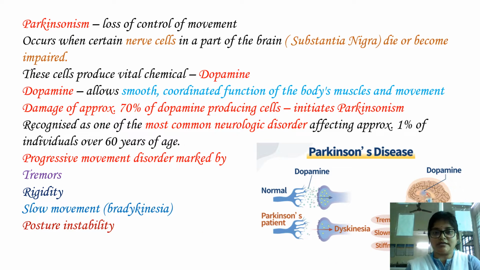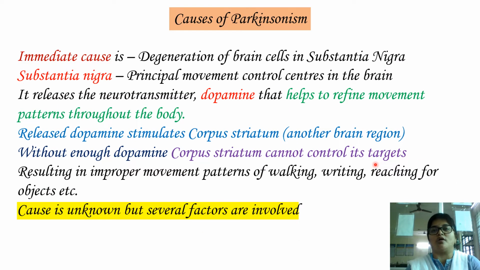Now let us see the etiology, what causes this Parkinsonism. Just now we have seen that when the cells in the substantia nigra degenerate, it causes Parkinsonism. So this is the immediate cause. Whenever the cells in the substantia nigra are degenerated, it immediately causes Parkinsonism. The substantia nigra is a part of the brain that is one of the principal movement control centers in the brain.